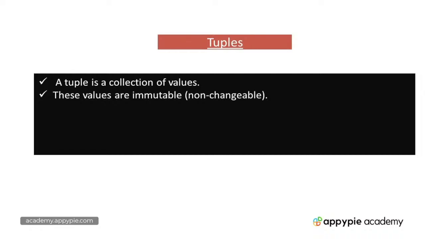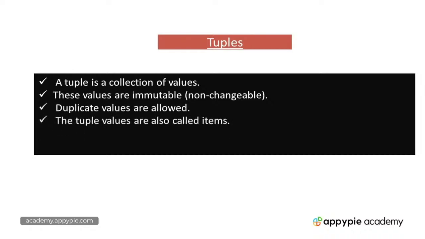These values are immutable, that is non-changeable. This point is very important, and this is the basic difference between tuples and lists. The values of lists can always be changed. Once we assign values to a list, they can always be changed, but once we give values to a tuple, they cannot be changed. So we say that values are immutable in tuples. Duplicate values are allowed. The tuple values are also called items.